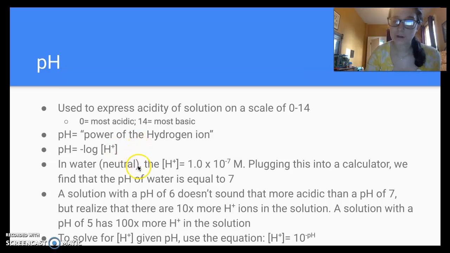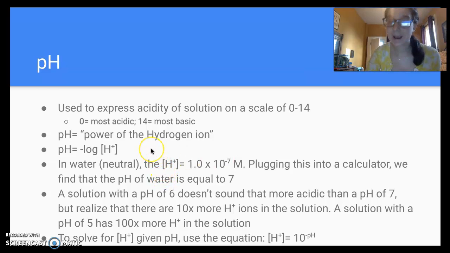So for example, in water, which is neutral, the concentration of H+ is 1 times 10 to the negative 7. In something very acidic, it would be 1 times 10 to the negative 1. So still a relatively small amount. So we use the logarithmic scale to actually calculate this.